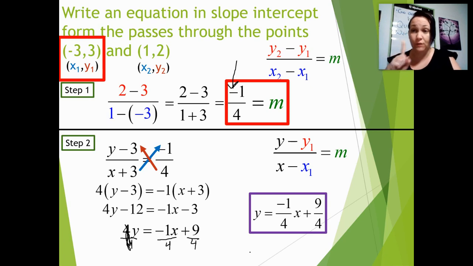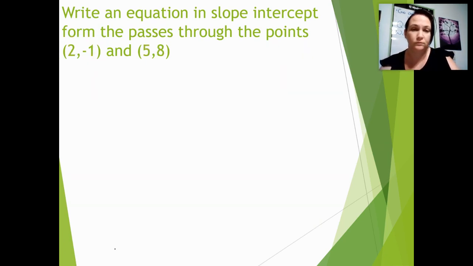All right, let's do one more together before you guys start your homework. So same directions, write an equation in slope intercept form that passes through the points 2, -1, and 5, 8. So new ordered pairs, but same concept.